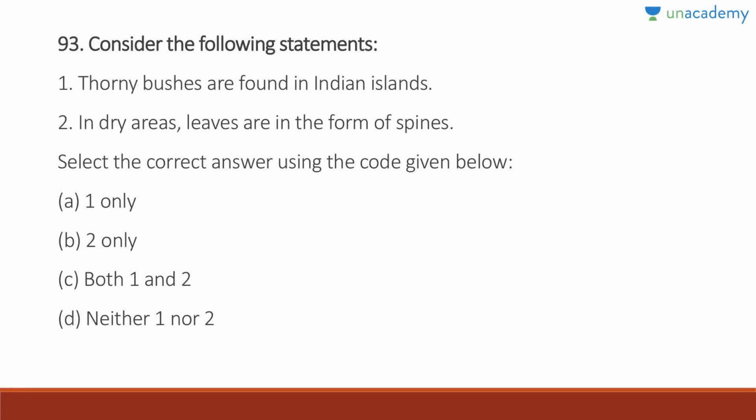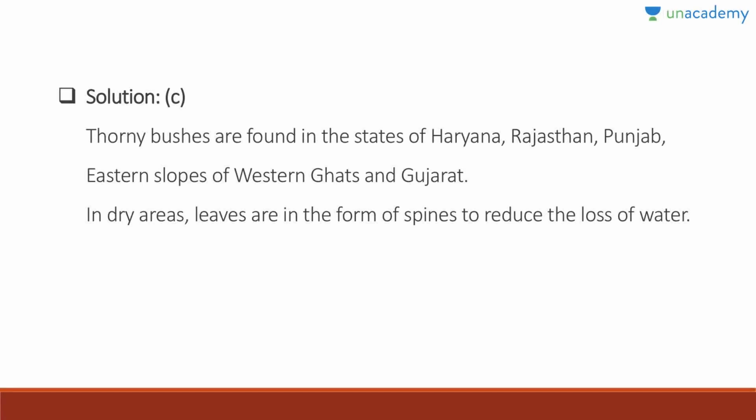Question number 93. Consider the following statements. Thorny bushes are found in Indian islands. Yes, this is correct. And in dry areas, leaves are in the form of spines. So they are correct. So answer here is C, both 1 and 2. Thorny bushes are found in India in states of Haryana, Rajasthan, Punjab, eastern slopes of Western Ghats and Gujarat. And in dry areas, leaves are in the form of spines to reduce the loss of water.